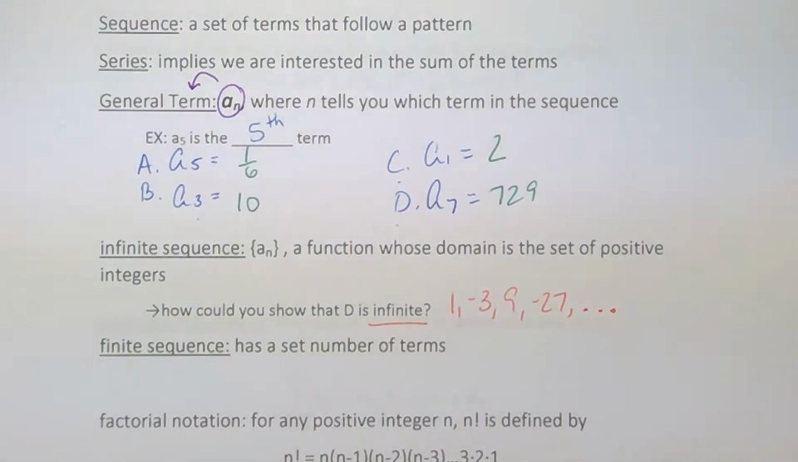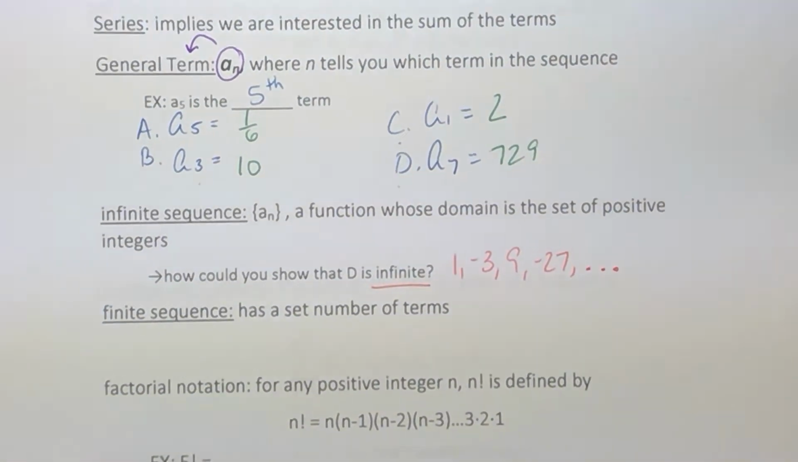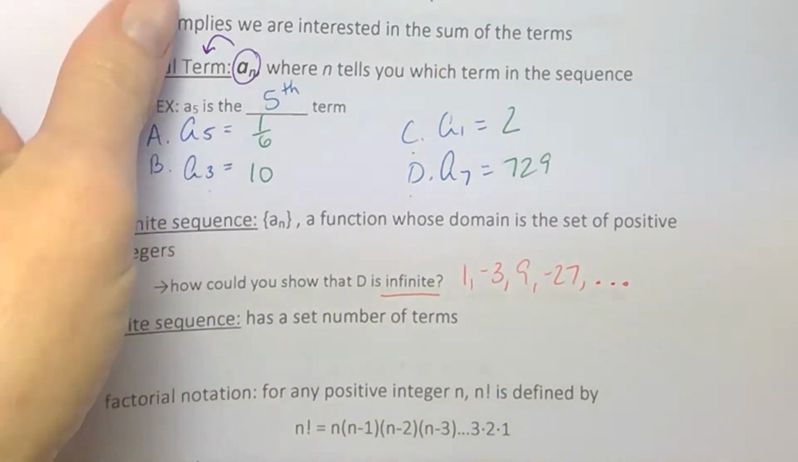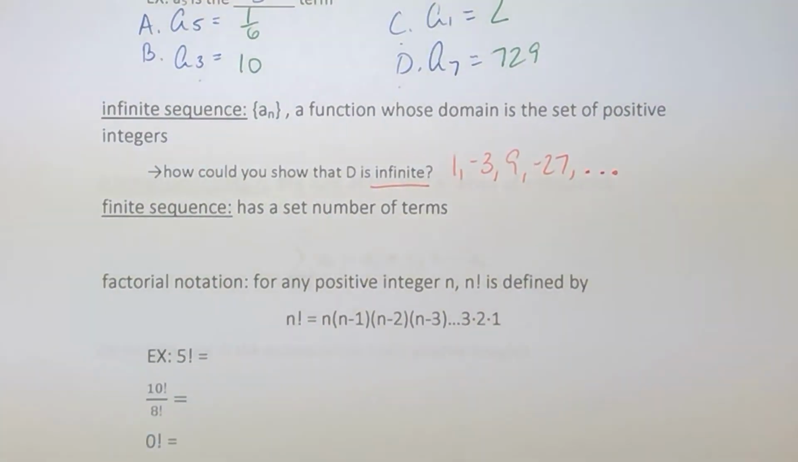So if I see that ellipsis at the end, I know I have an infinite sequence. A finite sequence, on the other hand, has a set number of terms. It has an ending point. It could still have a lot of terms, 500 terms, 27,000 terms, but it has a set number of terms. It's not going to go on and on forever.